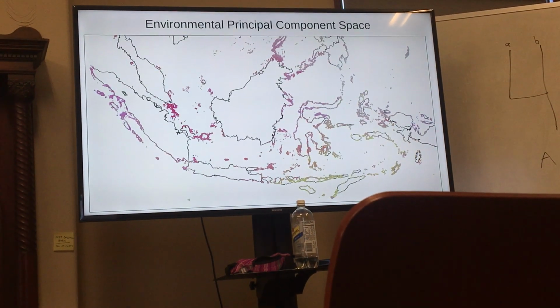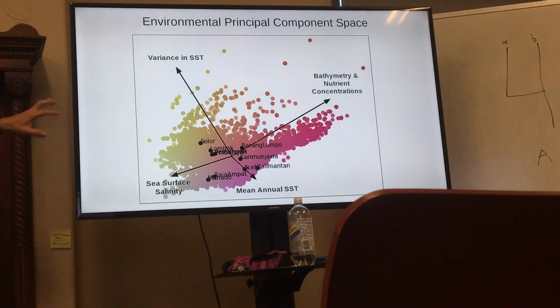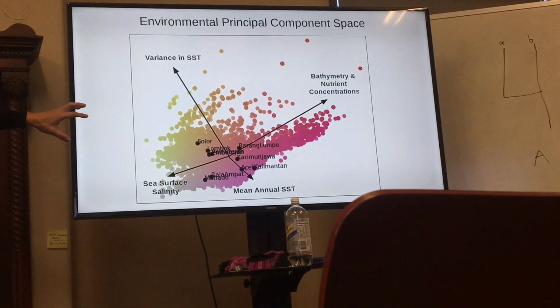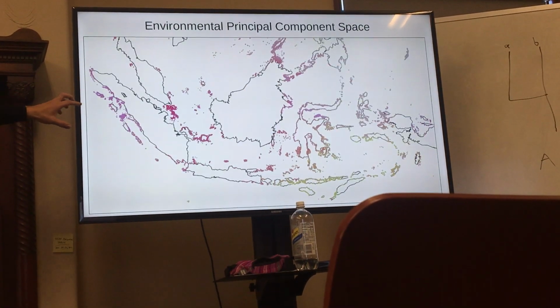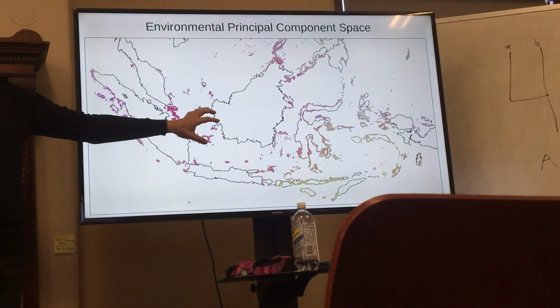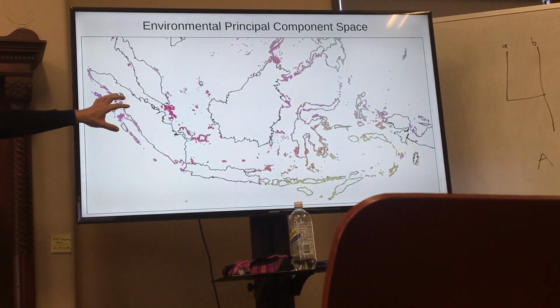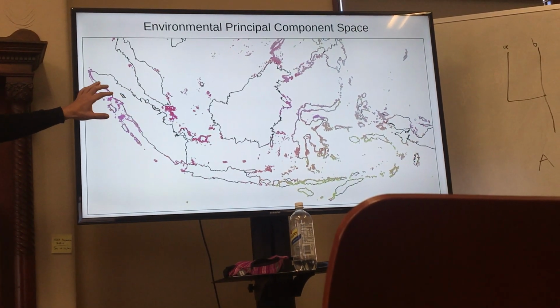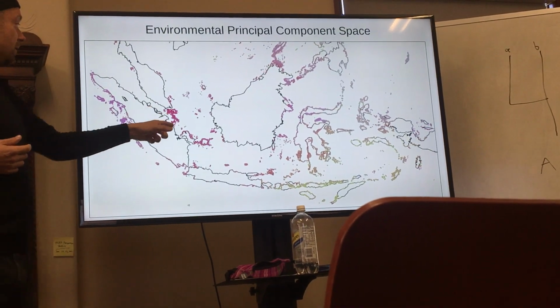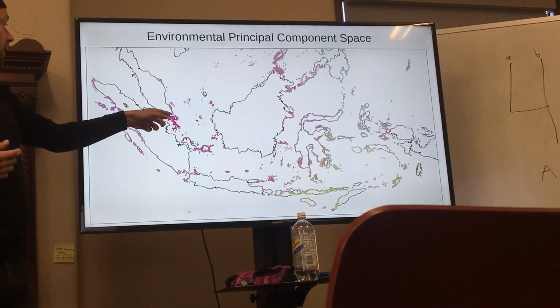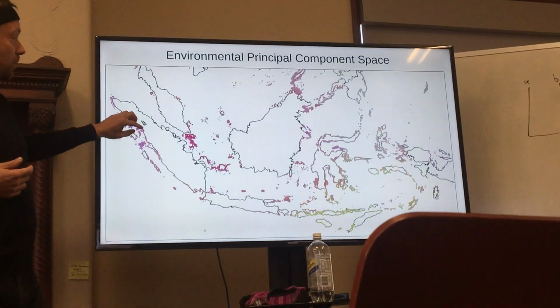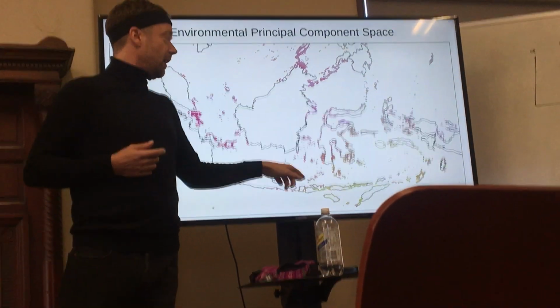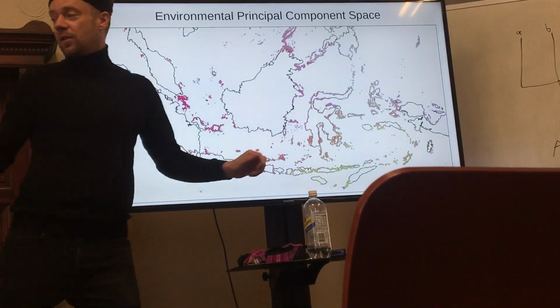Now we can take this, this is really cool. We can take this, so this is all the sites that have known coral records, and now we can color them on the map, and we can actually look at environmental space in a geographic context. So you can see here there's this pink region, there's this kind of purple, this whole island chain is all kind of in the yellow zone.